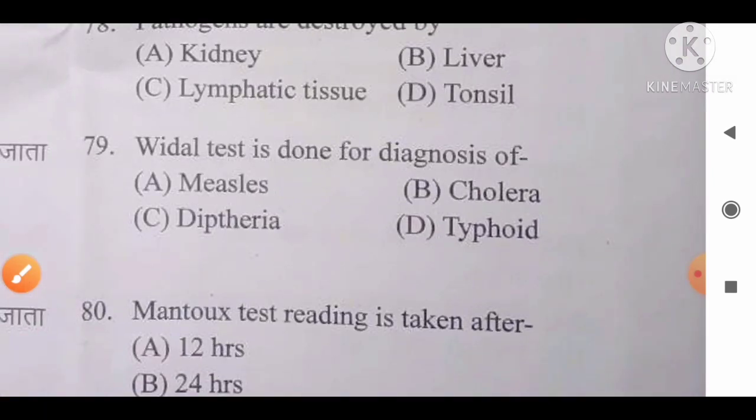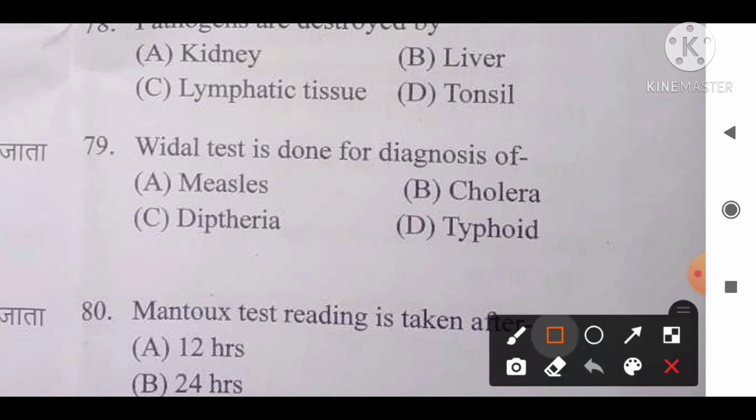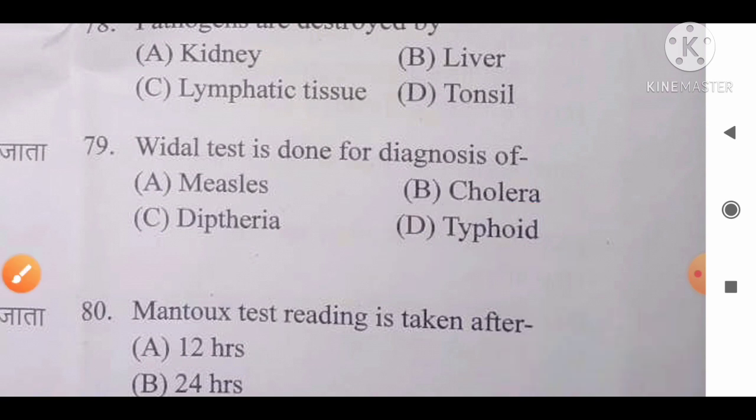Move to the next question, number 79. Vidal test is done for the diagnosis of option A, measles, B, cholera, C, diphtheria, D, typhoid. It is also one of the easiest questions, and the correct answer is that Vidal test is done for the diagnosis of typhoid. So option D will be the correct answer for this question. In addition to this, we have to remember that the modified Elek test is the test done for the diagnosis of diphtheria. So for diphtheria you have to remember the Elek test, which can be asked in another way.